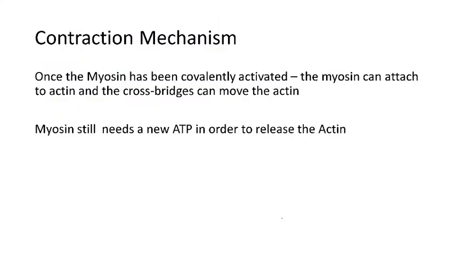So think about the contraction mechanism. Once the myosin has been covalently activated, the myosin can attach to actin. We don't have to control the actin this time. We control the myosin this time. And we always still need ATP in order to release and keep moving. ATP is that energy molecule. But the key here is that without this activation, myosin can't actually attach to actin.